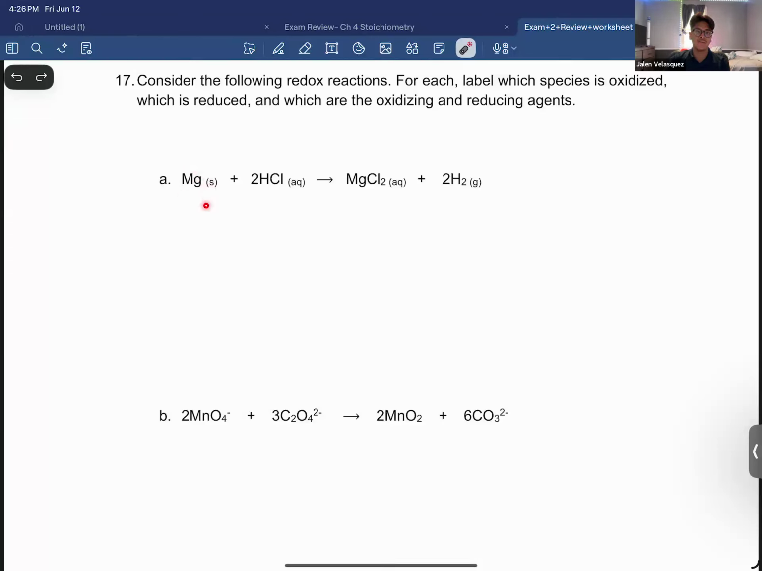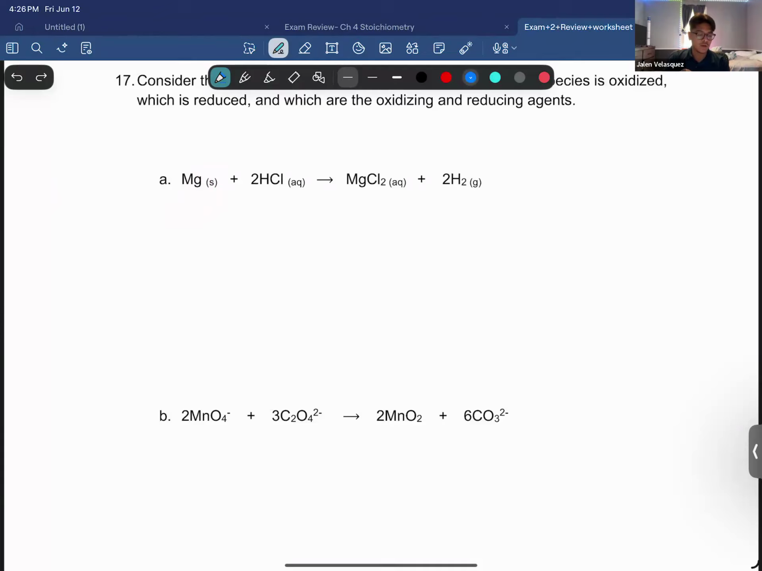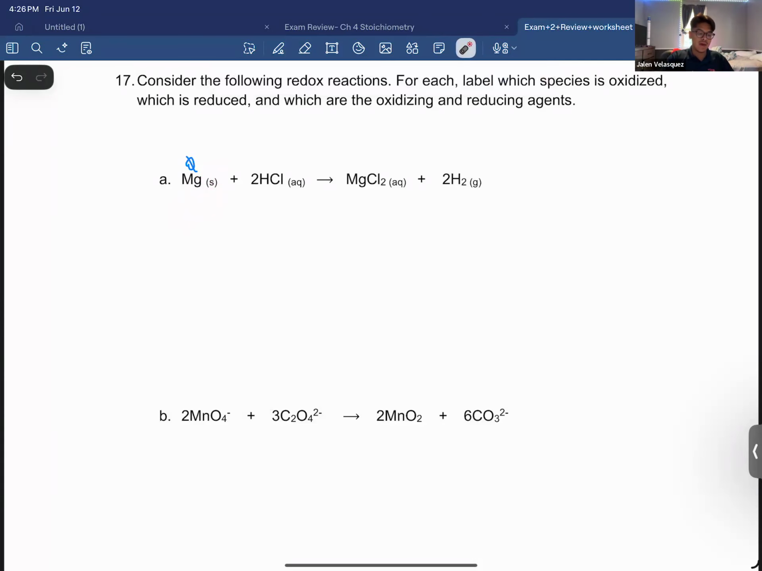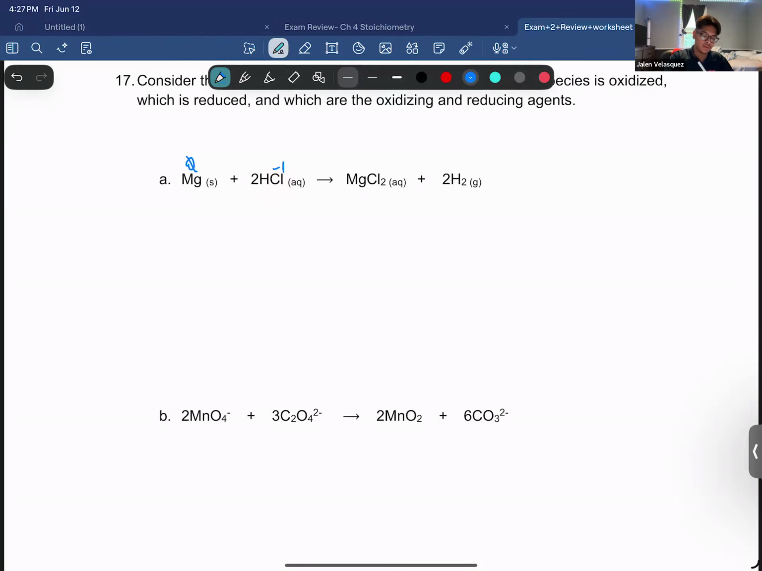Here we have magnesium, right? So we have to assign the oxidation number of magnesium. You should recall that the oxidation number of a free element is zero. So magnesium here, zero. Now we have HCl. We have chlorine, which is a halogen, right? And we know that the halogens have an oxidation number of -1. So chlorine is -1. That means that hydrogen should be what? It should be +1, right?